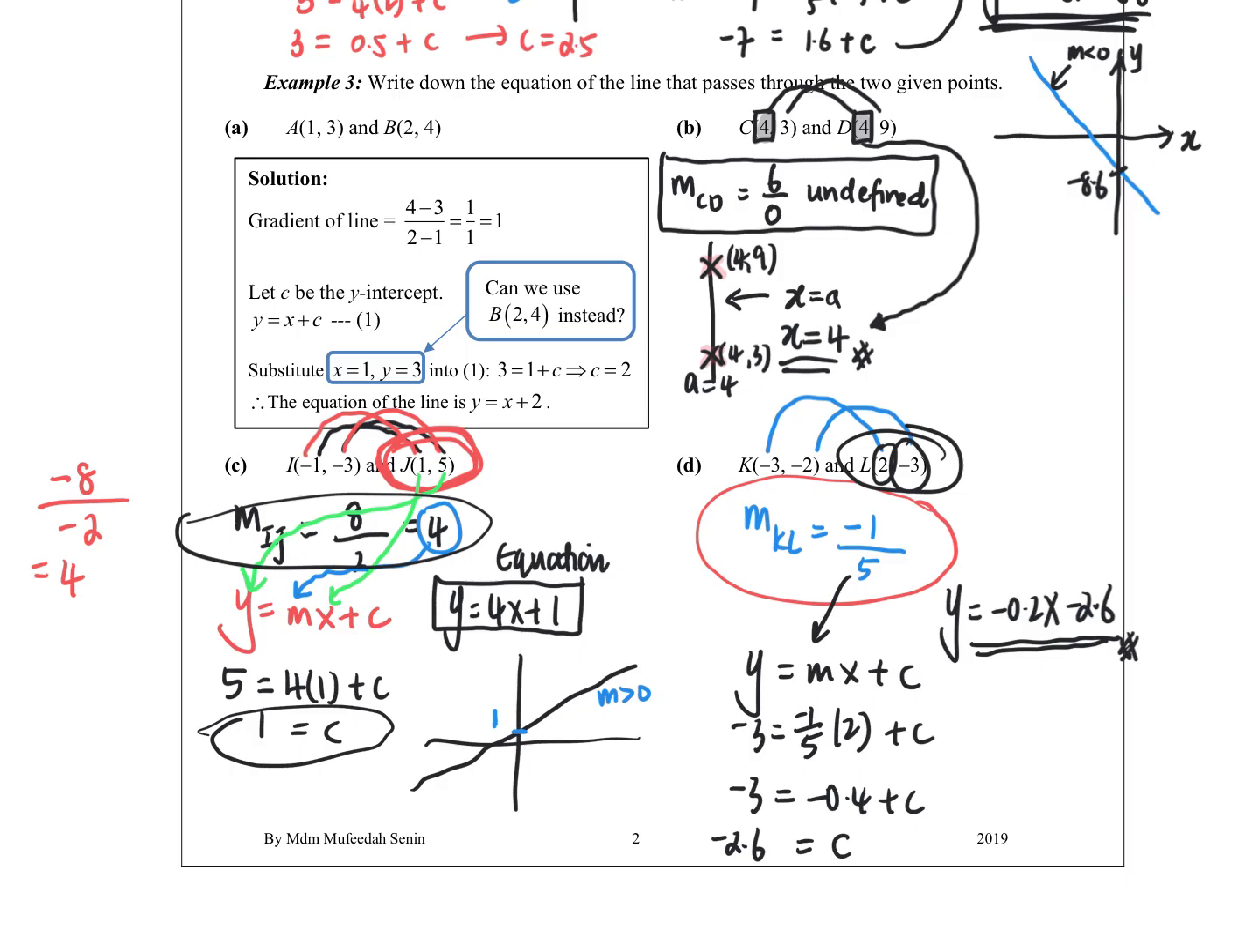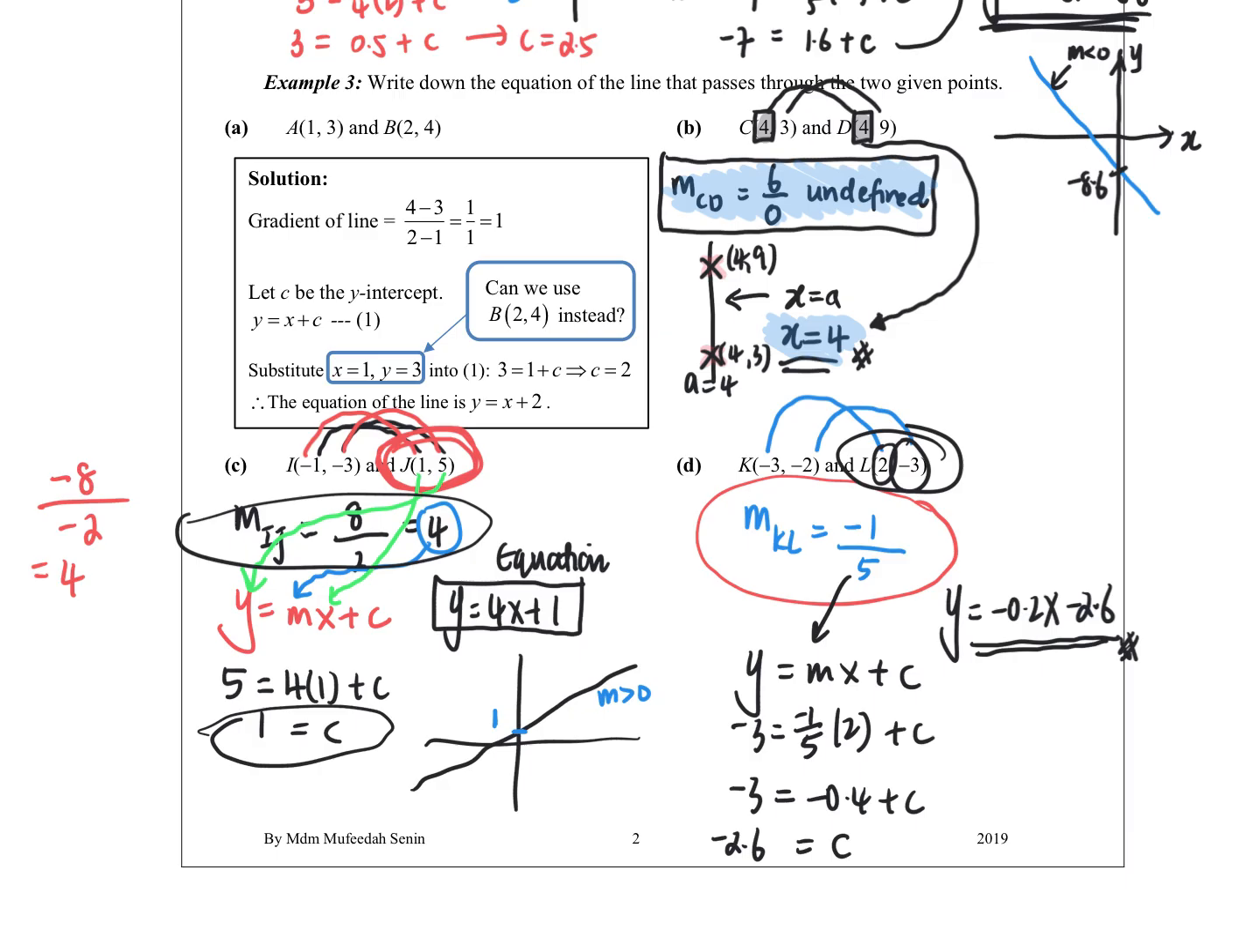So this one you have done when you were in lower sec. They asked you to find the equation of a straight line. Can? All these are recap. Some of you still copying. So the only thing to take note of is if your gradient is undefined. This is the only one that some of you might forget, get shocked, and not know how to find the equation.